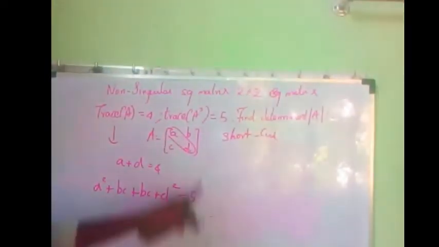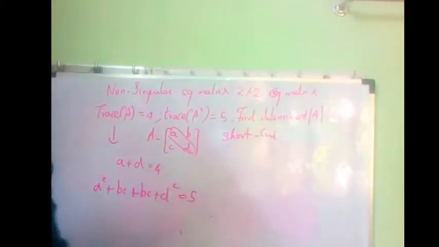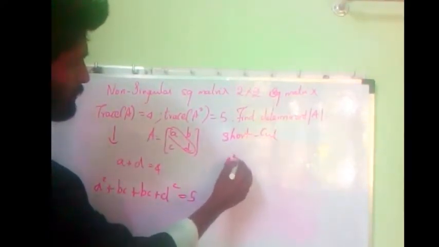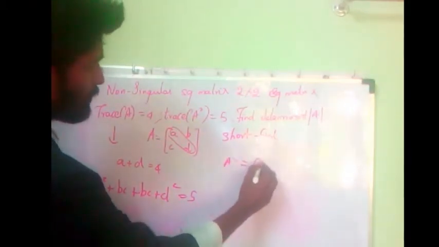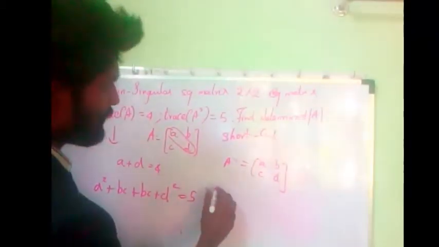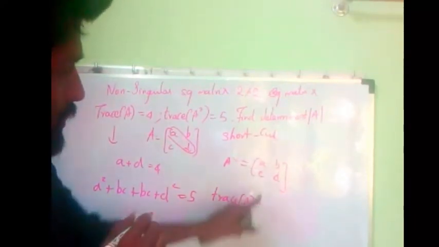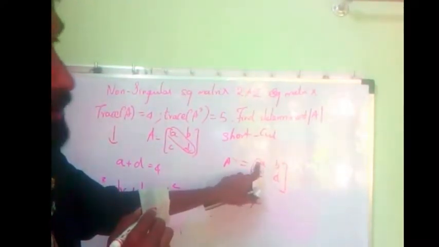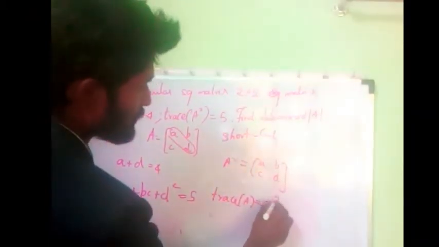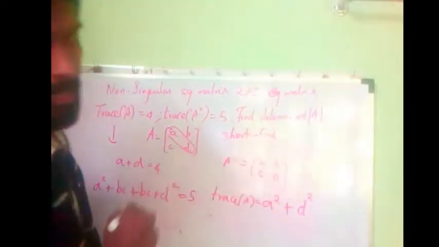For the trace of A squared, please don't multiply A into A, that is abcd into abcd. Don't do it like that. Look at here. If you have A squared, where A is equal to abcd, and they ask for the trace of A squared, I will tell you a shortcut. Square the first diagonal element, plus square the last diagonal element. This is for a 2 cross 2 matrix.